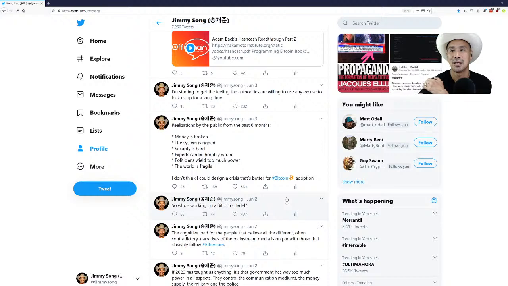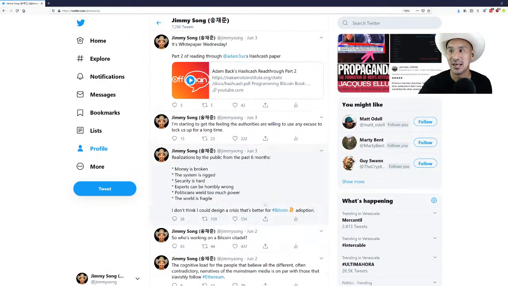So who's working on a Bitcoin Citadel? I would love to see a Bitcoin Citadel. If you don't know what that is, it's basically an enclosed community that's secure and so on with a bunch of Bitcoin OGs.